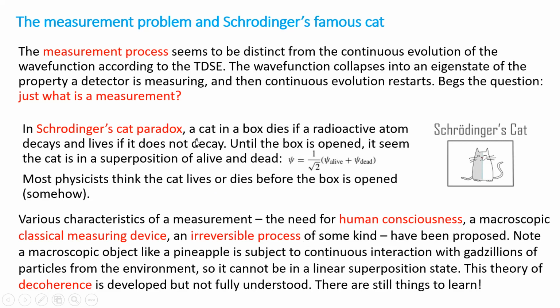And Schrodinger's cat paradox is still with us. We don't have a full explanation that everyone agrees on. It's just agreed that it's mysterious. People have their opinions. Most physicists are fairly certain the cat lives or dies before the box is opened, but can't prove it. There's no overarching theory that everyone is satisfied with. And then this theory of decoherence is very promising and is worth looking into if you have a chance. So still plenty of things to learn.